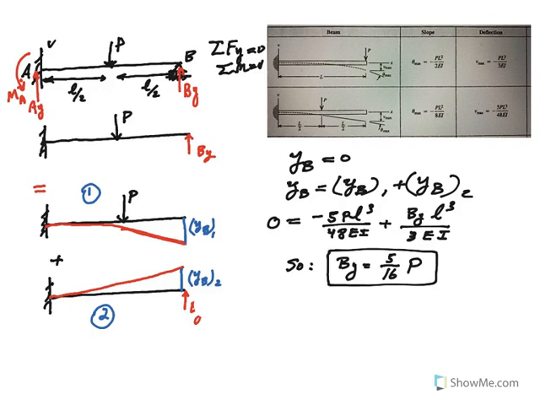So basically, forget about the reactions here, M sub A and A sub y. Put this cantilever back and just expose this reaction B sub y here from the roller. Then look at this beam. How would this beam deflect? This beam would deflect like this, right? So we know deflection has to be 0 because we have a support there.